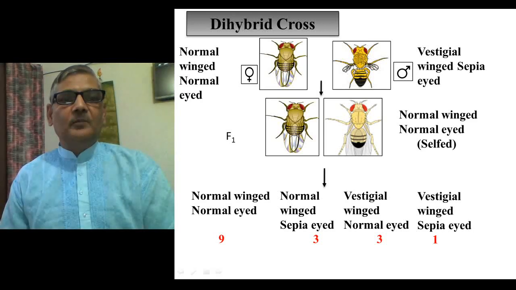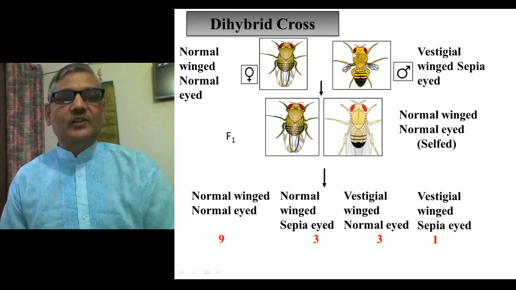They have a mutation in the second chromosome, that is an autosome, and because of the mutation in the second chromosome, flies have vestigial wing. And then on a different chromosome, on the third chromosome, there is a locus for sepia color, and because of mutation in that locus, the flies show sepia color. So double mutants are used.